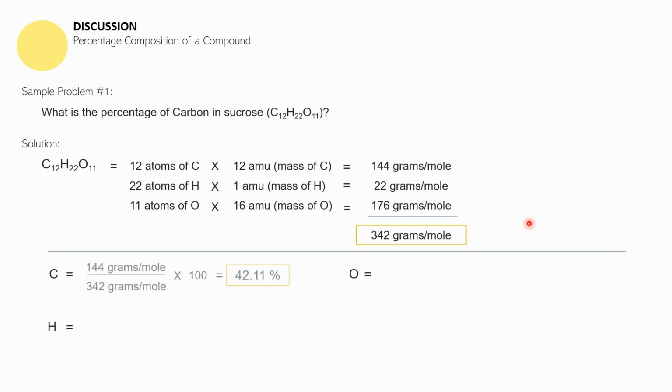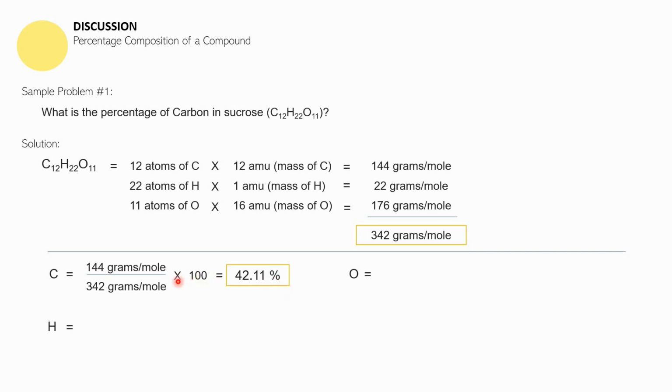Okay, so first you're going to put 144 grams per mole as the numerator. This one's for carbon. And then you're going to divide that by 342 grams per mole of the sucrose. So 144 coming from this, and then 342 coming from the total molar mass of the compound. Then you multiply that by 100, and then you will be getting a number which is 42.11. Actually, this is rounded off to the nearest hundredths. In other words, 2 decimal places.